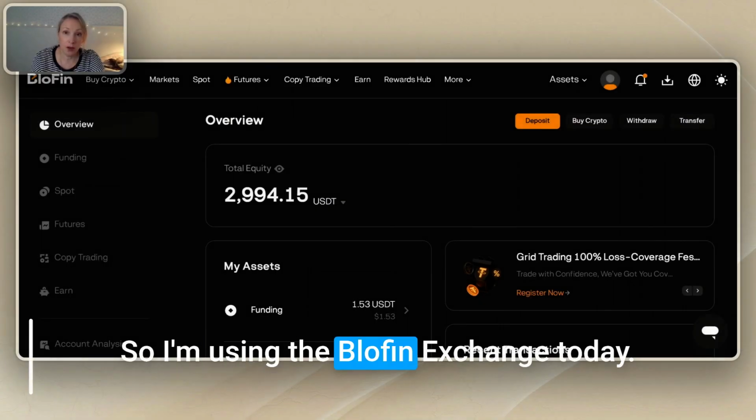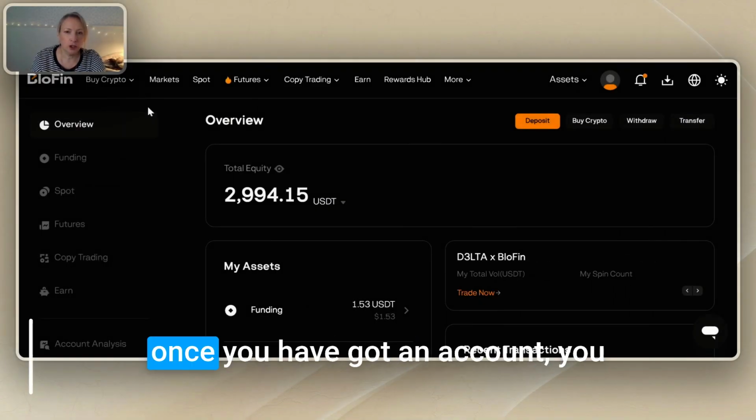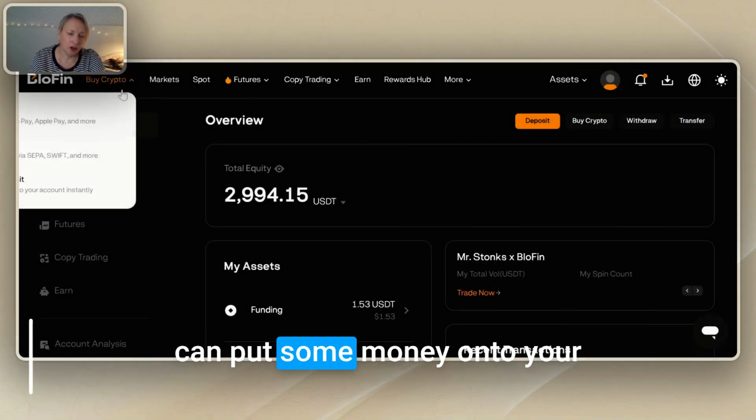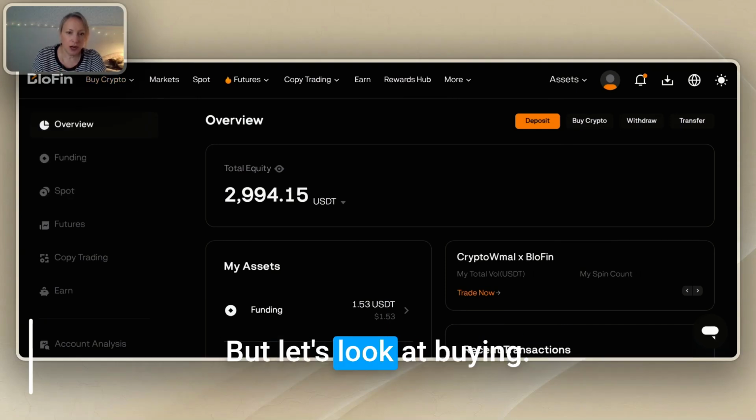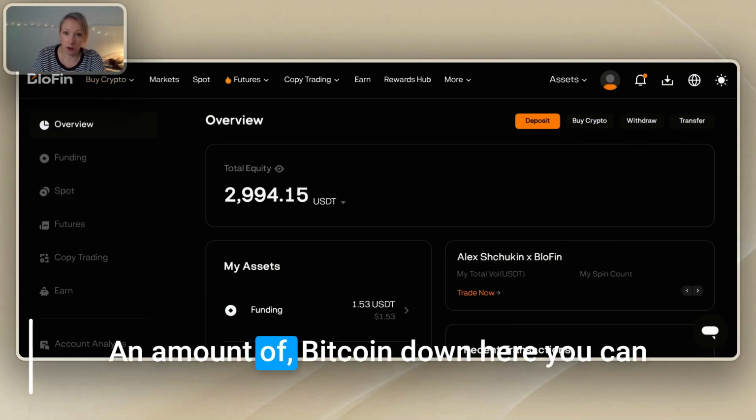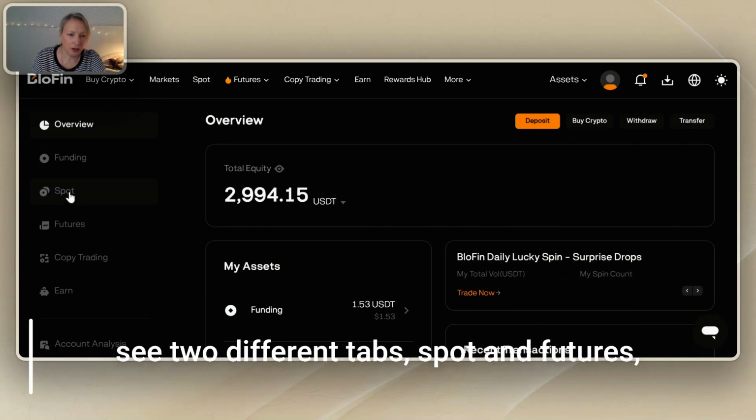Okay, so I'm using the Blofin exchange today. Once you have got an account, you can put some money onto your account with this tab here, buy crypto. But let's look at buying an amount of Bitcoin. Down here, you can see two different tabs, spot and futures.